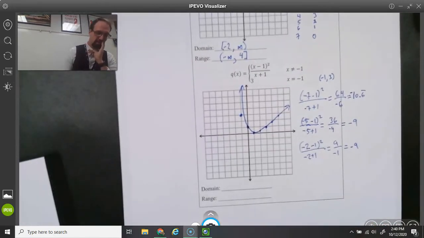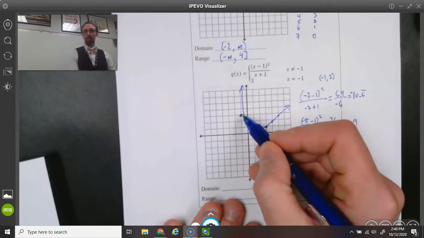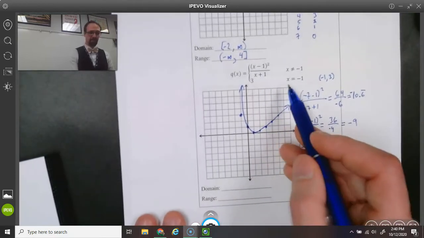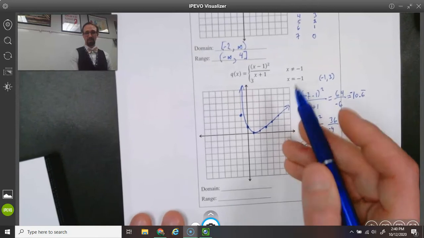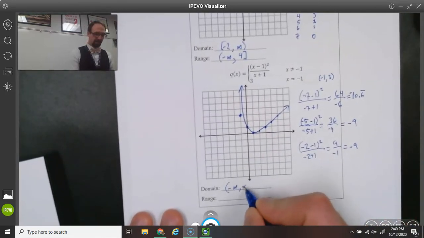for the domain and range. Normally this would be a hole in the graph, like this won't exist at -1. Remember, we can't divide by 0, but because we've filled in that hole here, we've got this. So our domain is actually from -infinity to infinity.